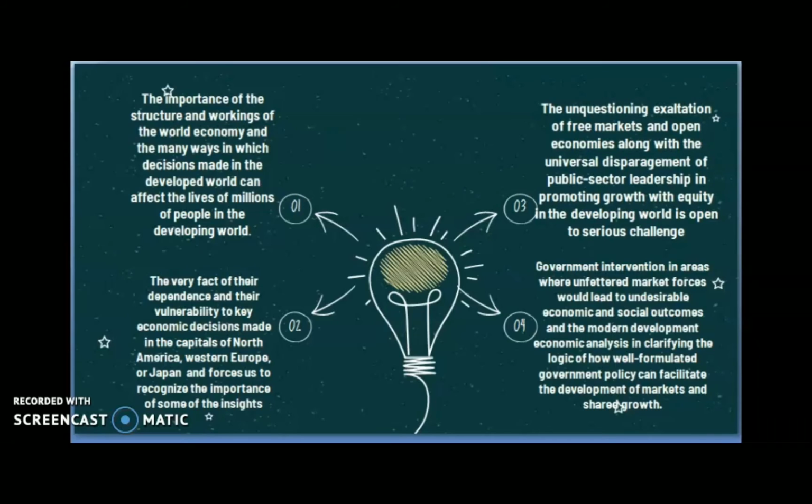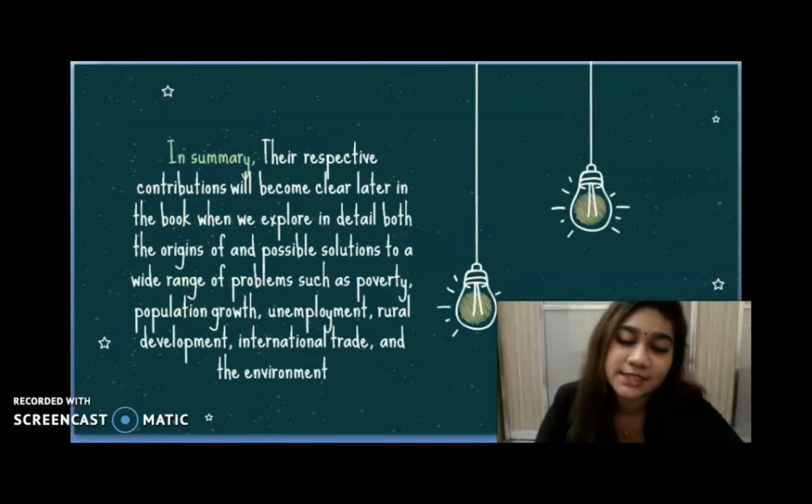The third is the unquestioning exaltation of free markets and open economies, along with the universal disparagement of public sector leaders, in promoting growth with equity in the developing world, which is open to serious challenge. And lastly, government intervention in areas where unfettered market forces will lead to undesirable economic and social outcomes, and modern development economic analysis clarifying the logic of how well-formulated government policy can facilitate the development of markets and share growth. So as we can see, each of these approaches has something to offer.